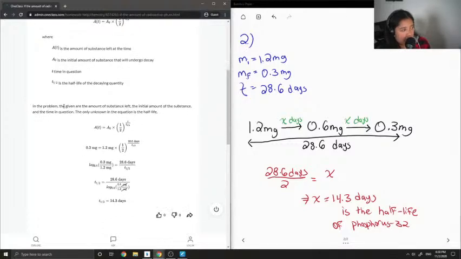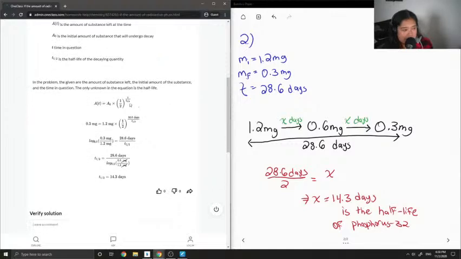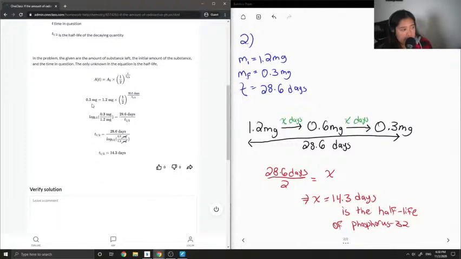So in the problem, the givens are the amount of substance left, the initial amount of the substance, and the time in question. The only unknown in the equation is the half-life. So you see that all they do is plug in all the values that they're given. So 0.3 milligrams is what they're left with. The 1.2 milligrams is how much we started with. The t is 28.6 days. And then we're trying to solve for half-life.